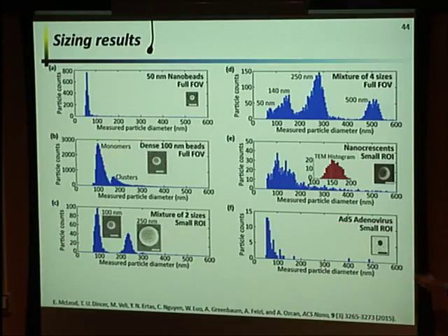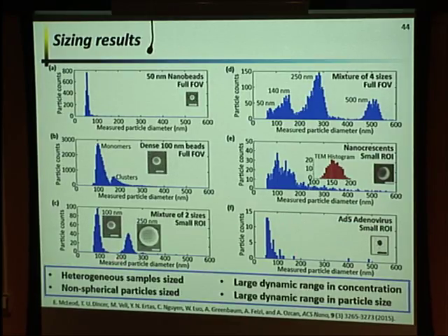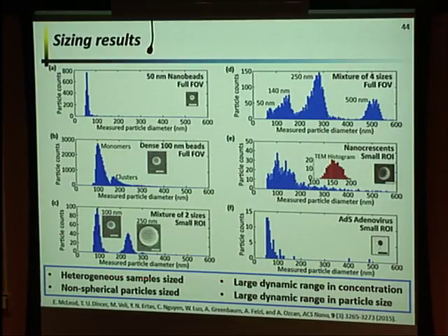And then this is an example of looking at a biological sample. This is an adenovirus. These should be 60 to 70 nanometers, and we're getting a peak at about the right place there, too. So we can size heterogeneous samples that are mixtures of different sorts of things. We have a large dynamic range in terms of concentration, so we can go from just a few particles up to tens of thousands, and we could probably push this a little bit more. So that's 10 to the 5, orders of magnitude range in concentration.